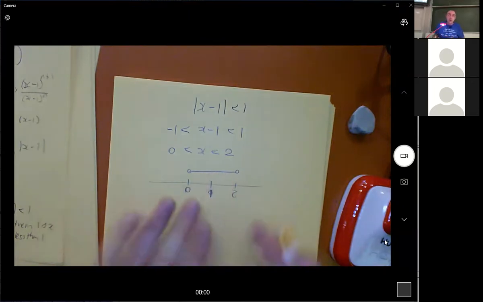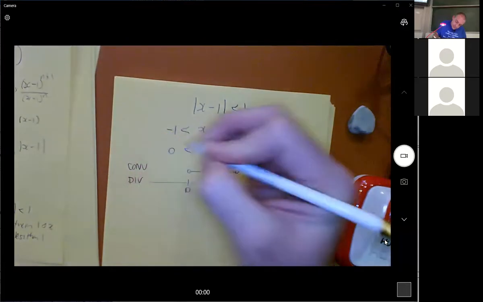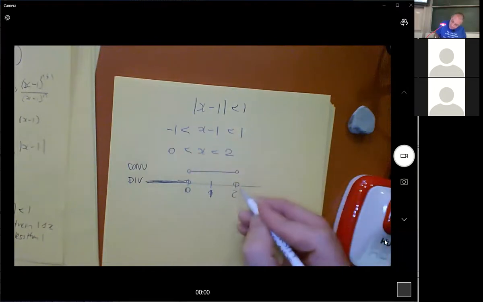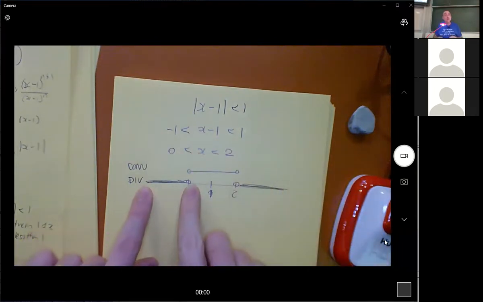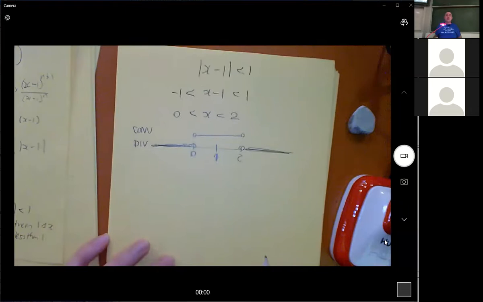And so when we look at our diagram of convergence and divergence, it looks currently like this. We are absolutely certain that it definitely converges at all these places, diverges at all these places, and definitely converges at all these places. But what we don't know is what happens here. So we're going to have to check the endpoints.